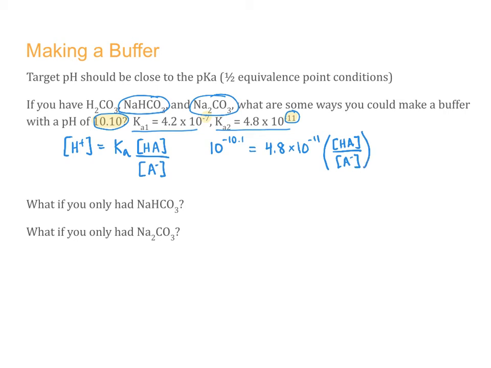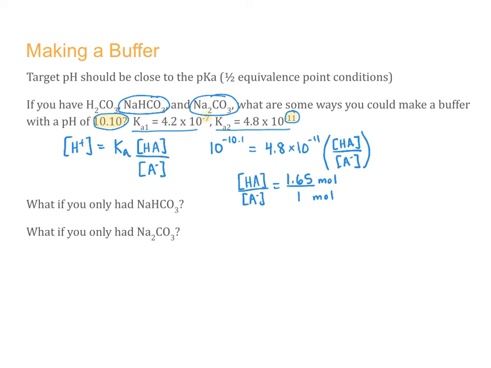If I divide the 4.8 times 10 to the negative 11th over to the other side, I get that the ratio of HA to A minus should be 1.65 to 1. So to make a buffer with this pH, we need 1.65 moles of HA for every 1 mole of A minus. You could do twice that, or 3 times that, but they have to be combined in that ratio, 1.65 moles of acid for every 1 mole of base, so that the buffer starts at that target pH.